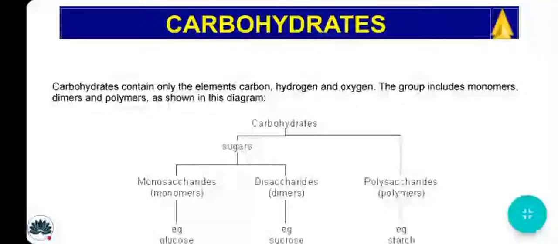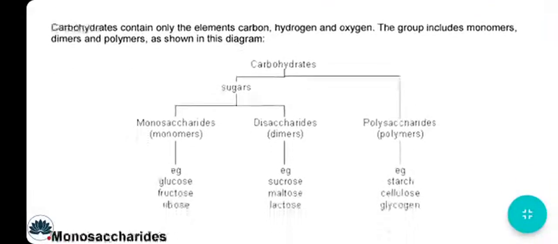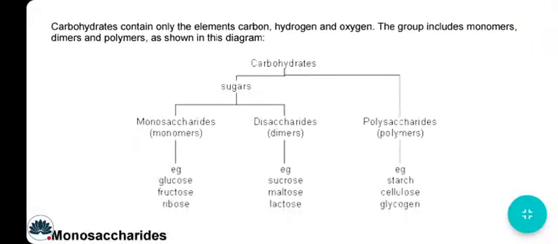the carbohydrates include monomers, dimers, and polymers as shown in the diagram. Carbohydrates are sugars and polysaccharides, while the sugars can be divided into two sections, monomers and dimers, where the monomer of sugar is monosaccharide and the dimer is disaccharide, where the word mono means one, di means two, and saccharide is the sugar. Now the examples for the monosaccharide are glucose, fructose, and ribose.